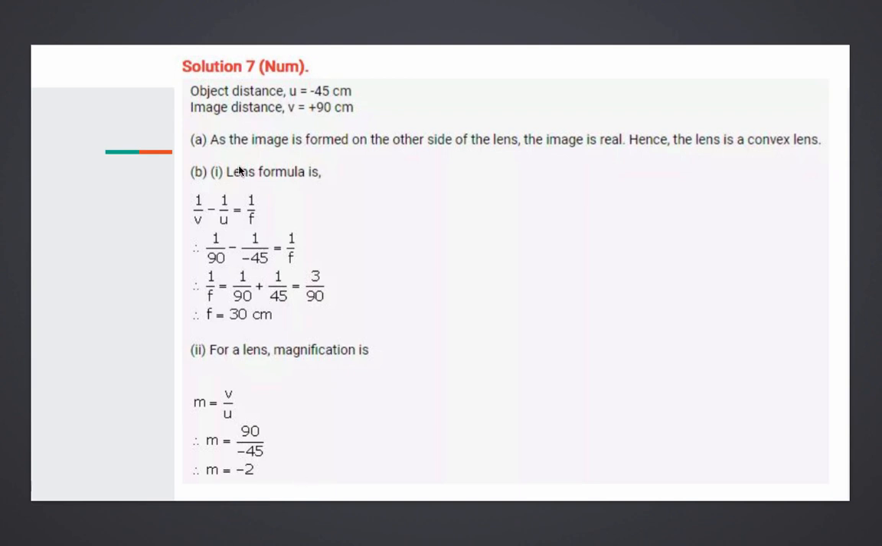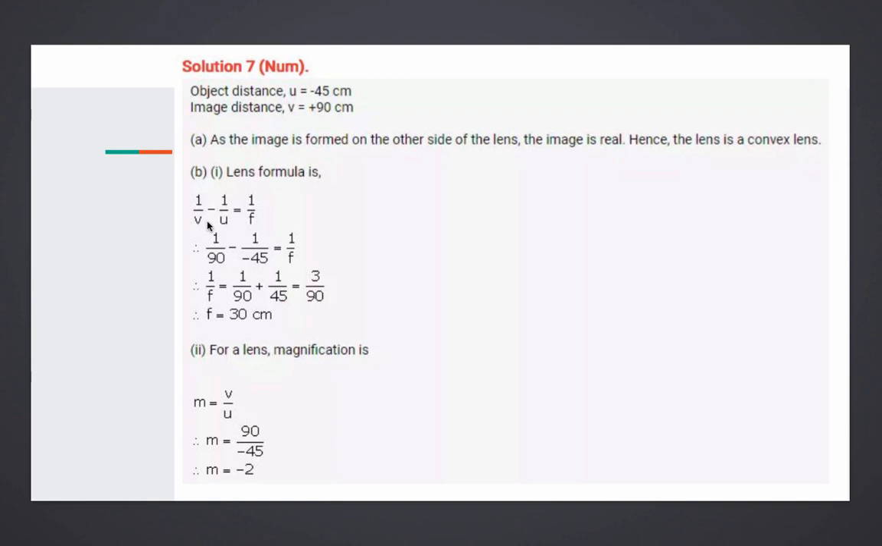Let's start, students. First part is name the kind of lens. See here, U is negative, V is positive. V positive, it can only be convex lens because U, V, F, all three need to be negative for concave lens. Clear, students? I have written it also as the image formed is on the other side. The image is real, hence the lens is a convex lens. With reasoning, it's all explained.